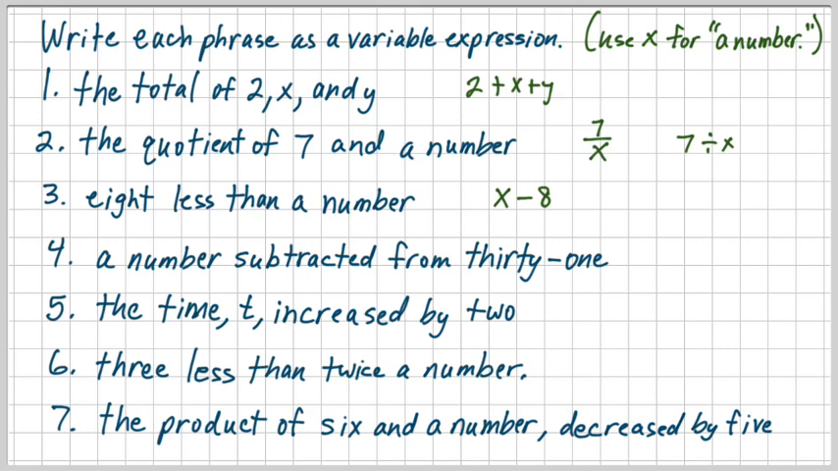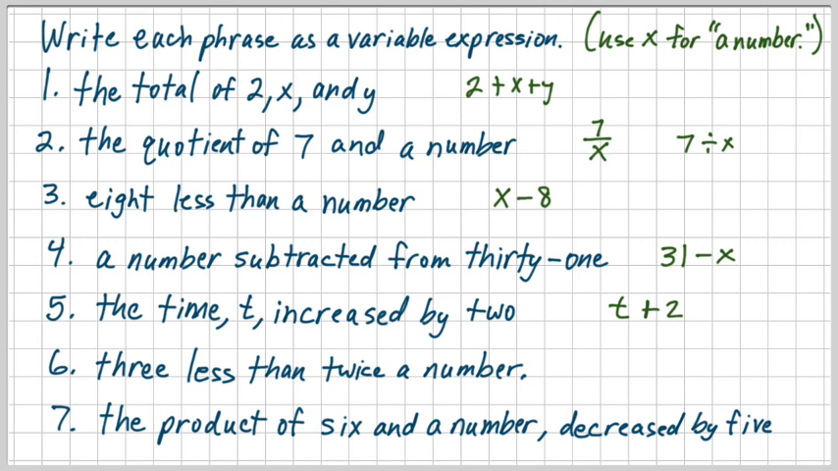The next one is similar. A number subtracted from 31. So basically we have a number that's x that's going to be subtracted from 31. So we start with 31 and we subtract off x. The time t increased by 2. So we start with t and we increase it by 2. That means we're going to add.